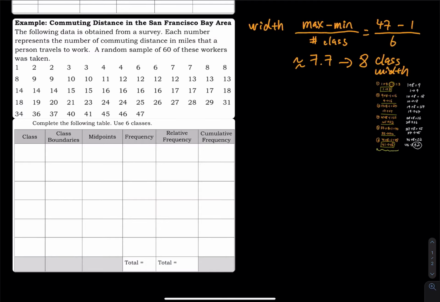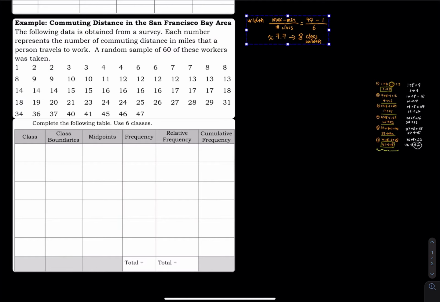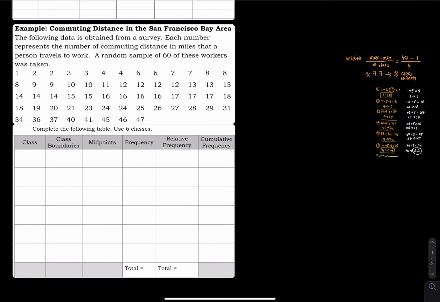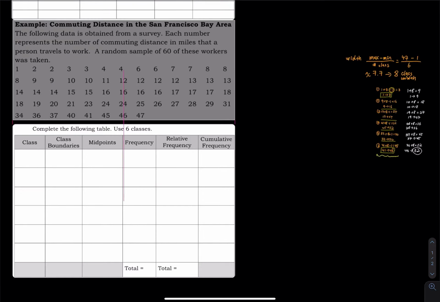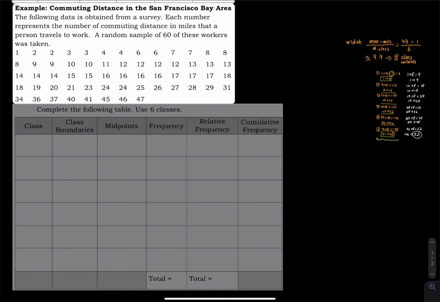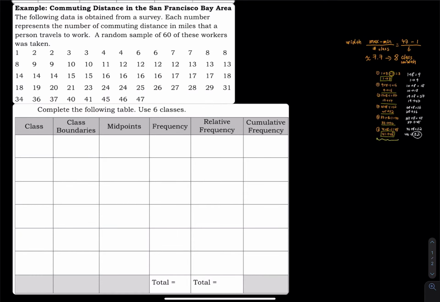Okay, let's shrink this too. Let's make this really, really small. We put that on the side, so we don't need that anymore. So now I can make the table bigger. Okay, good. Now let's fill in the table.